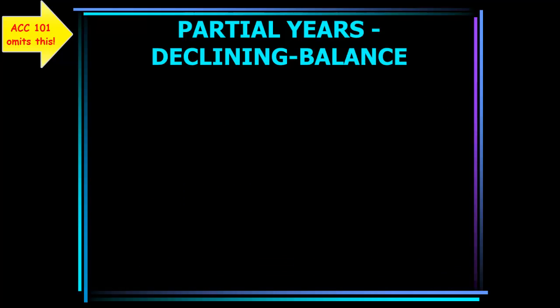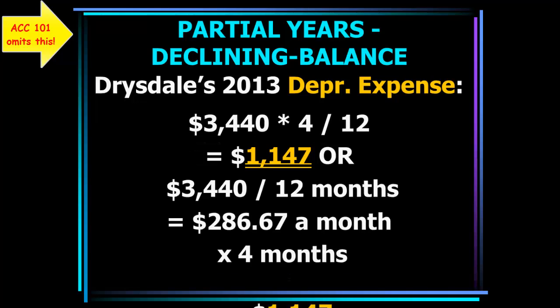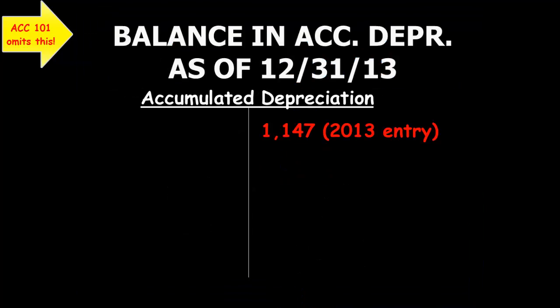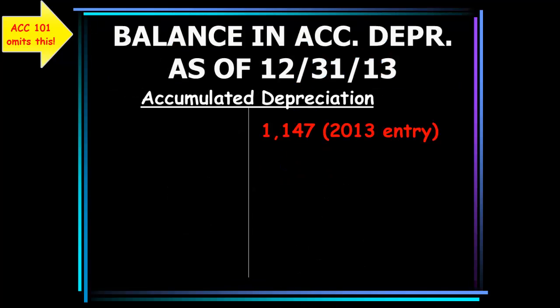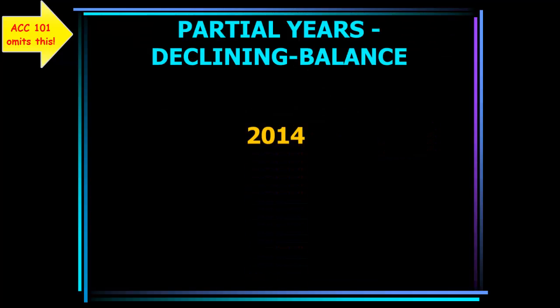Okay, we can take the 3,440 times 4 divided by 12 or divided by 12 times 4. I don't care which way you do it. You're going to get the same answer, $1,147. Now, the good news with double declining balance is this is all we had to prorate, the first year only. How much accumulated depreciation do we have now? Well, 1,147. Let's go on to year 2.